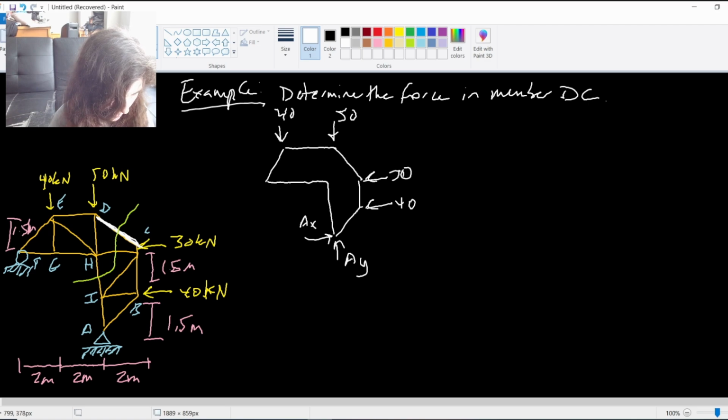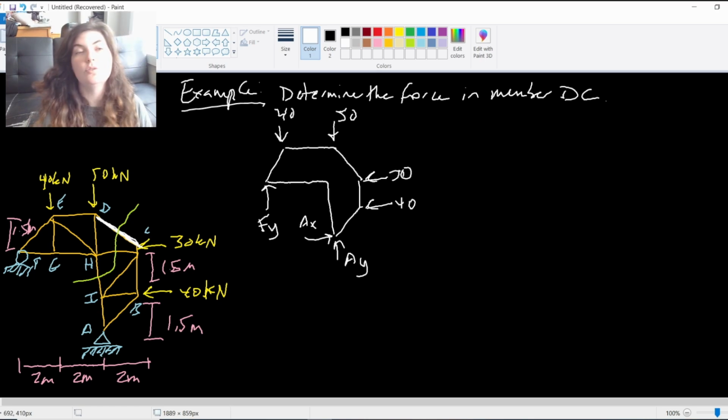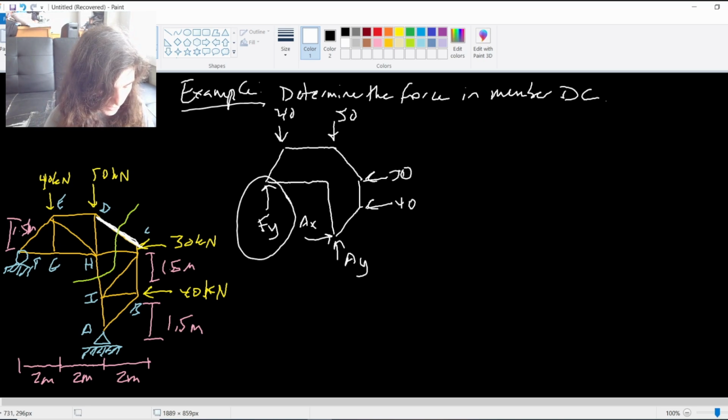A pin at A, so I have AY and AX, and then just a roller at F, so I'm going to call this FY. So now I really only need the support reactions at whichever half of the truss I'm going to analyze. For this, I'm only going to solve for FY because I'm going to cut my truss off right through here. So I don't need anything below this point, right?